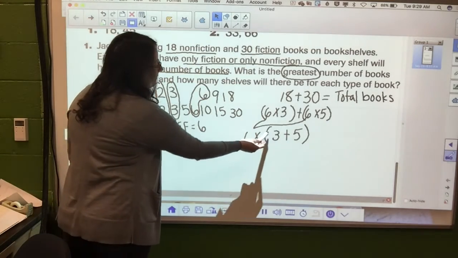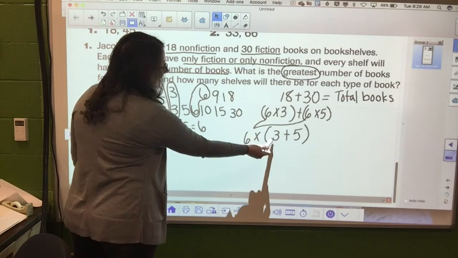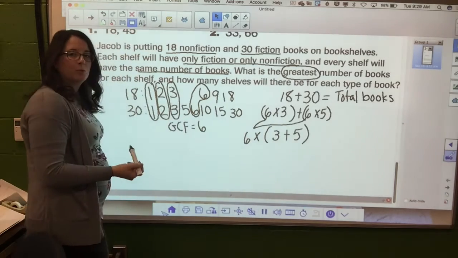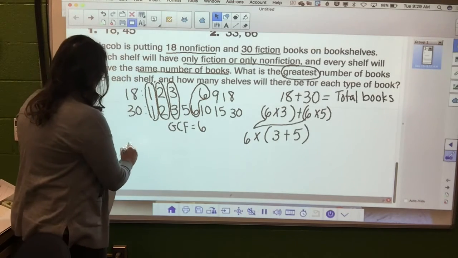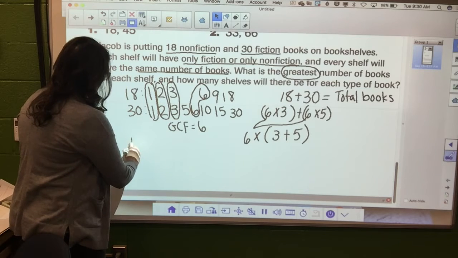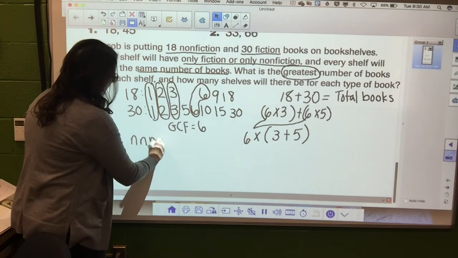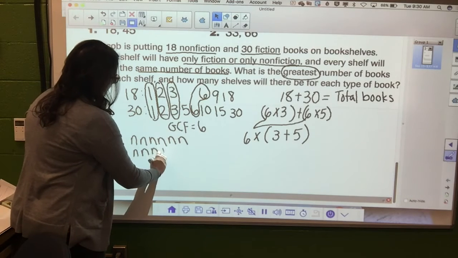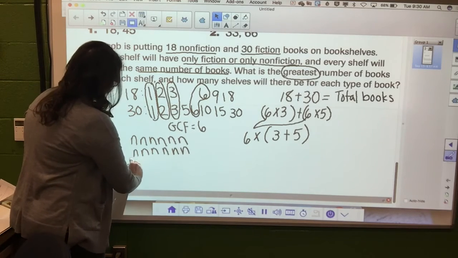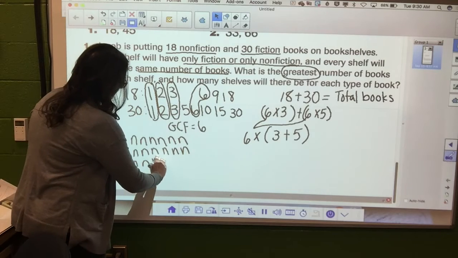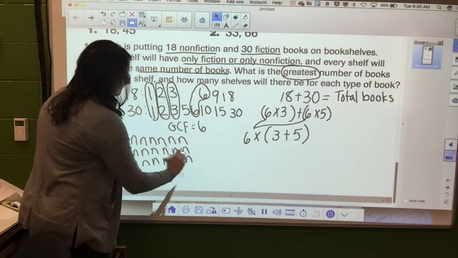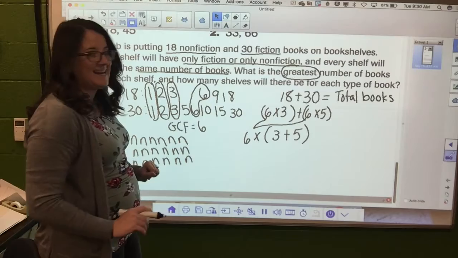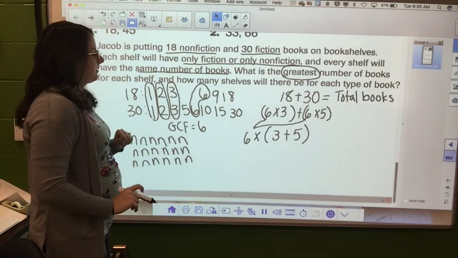So for our nonfiction books, to have 18, we're going to need to have 3 shelves of 6. So I'll do N's for nonfiction. 1, 2, 3, 4, 5, 6. Three rows of six. There's our 18 nonfiction books.